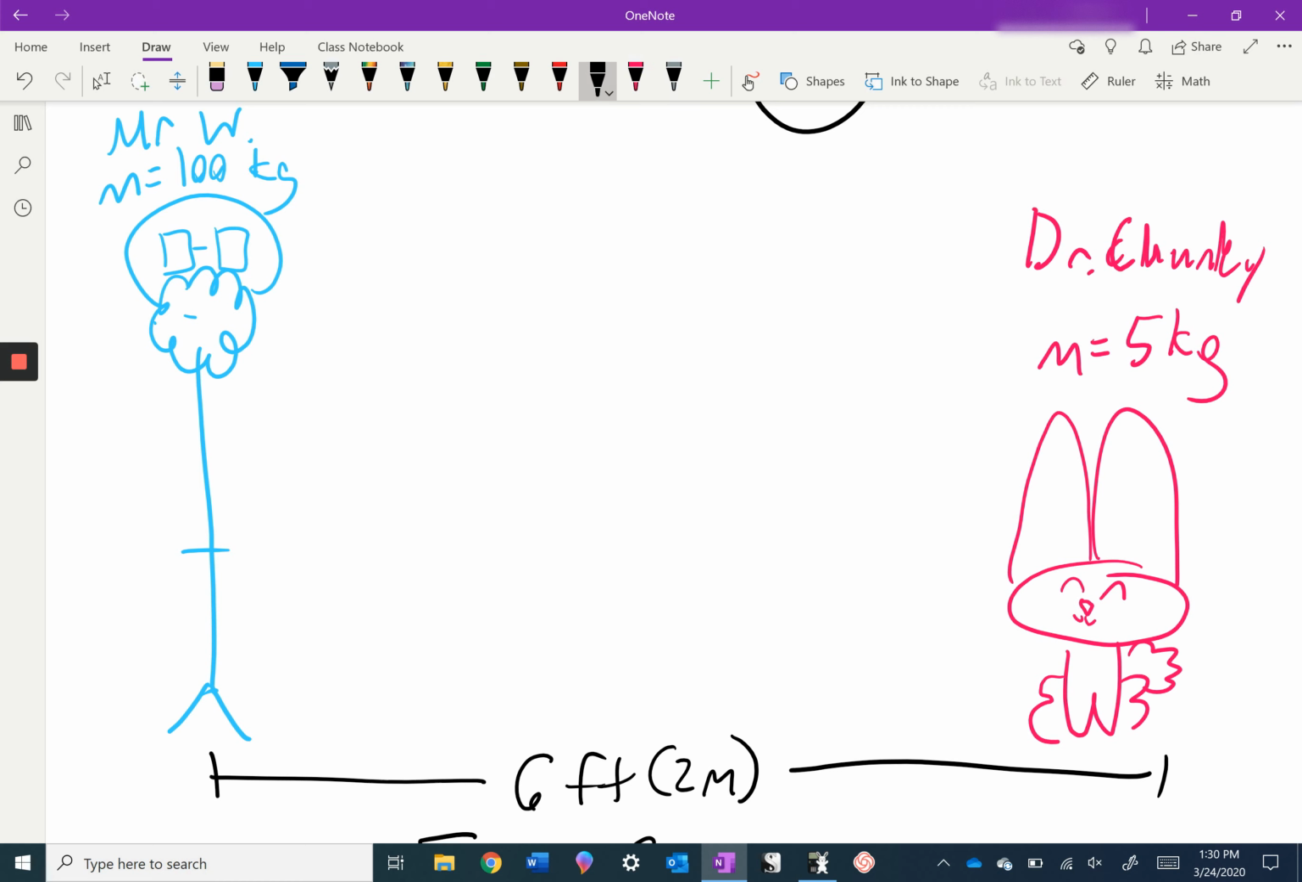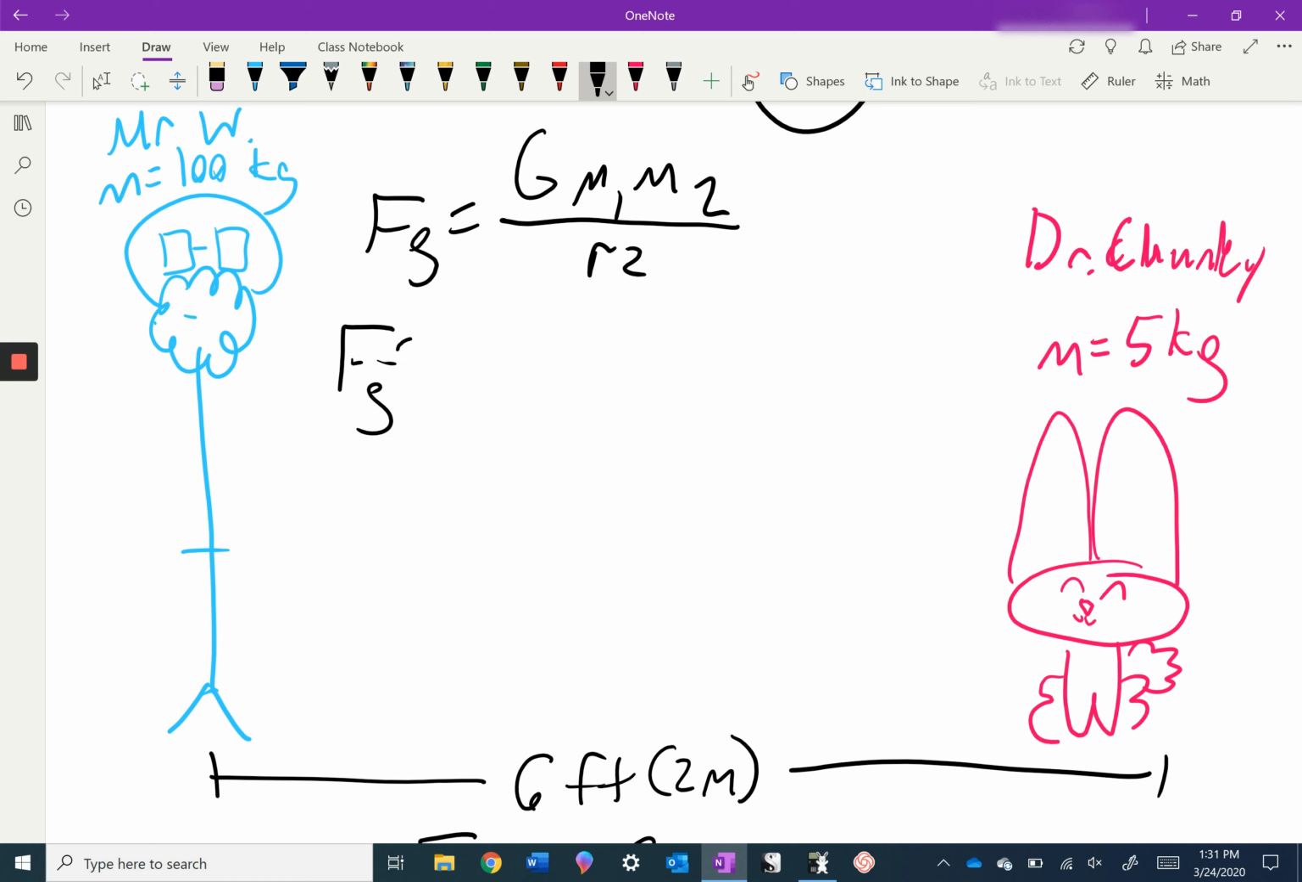So, we have our formula. The force of gravity is equal to big G times m1 times m2 over r squared. So, let's put in our numbers. So that's going to be 6.67 times 10 to the negative 11th. Make sure you put parentheses around that. Times mass number 1, which is going to be our 100 kilograms.